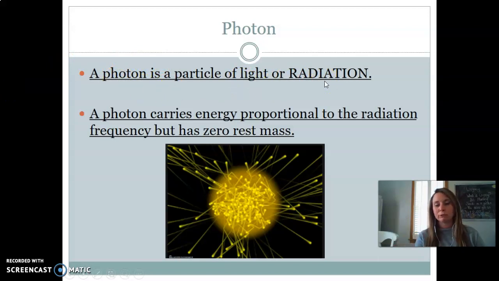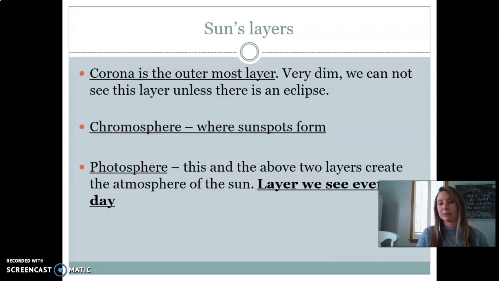If I were to give you a photon, you would not be able to measure it with mass. Once again, they are just a frequency of energy, and that's what this is saying down here. A photon carries energy proportional to the radiation frequency, but has a zero rest mass, meaning that there's no mass. You cannot measure how much a photon weighs, but it has that energy, that frequency. And so remember, a photon that has a high frequency has very short wavelengths, and a photon that has low energy has very long wavelengths.